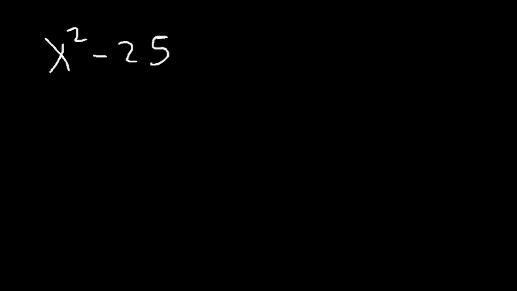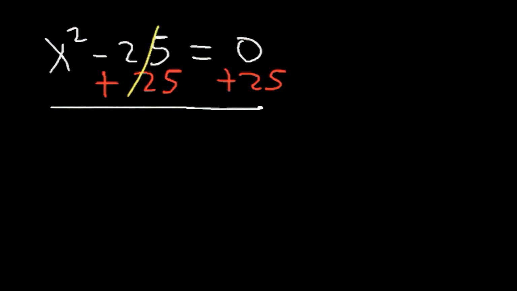Consider this equation. How can we solve for x? There are 2 ways in which we could solve for x. The first thing we could do is add 25 to both sides. So x squared is equal to 25.